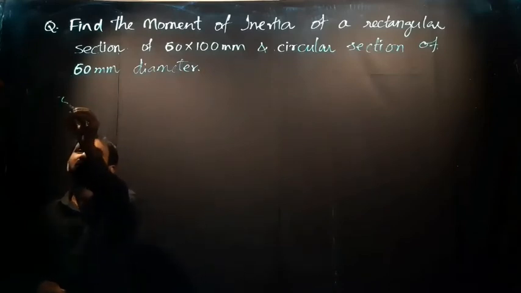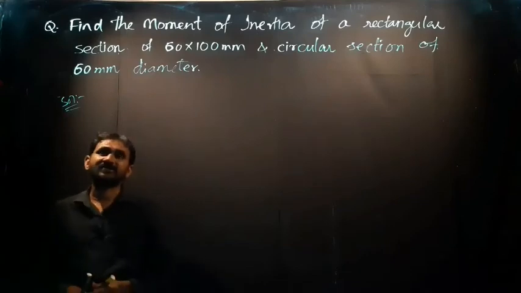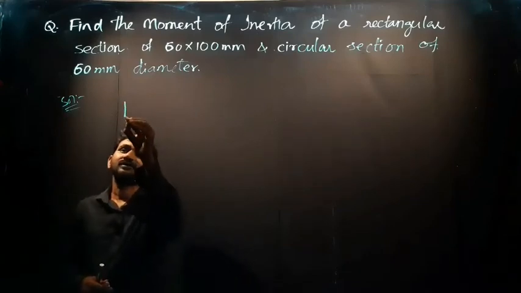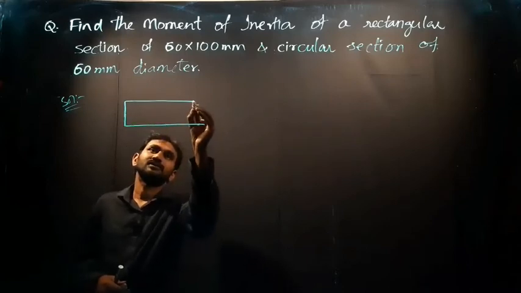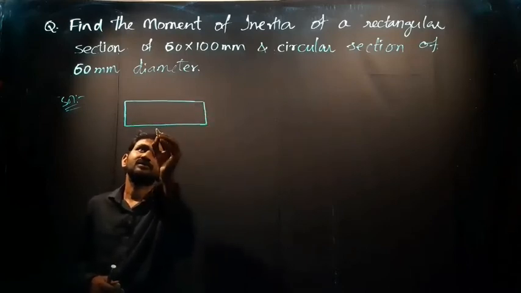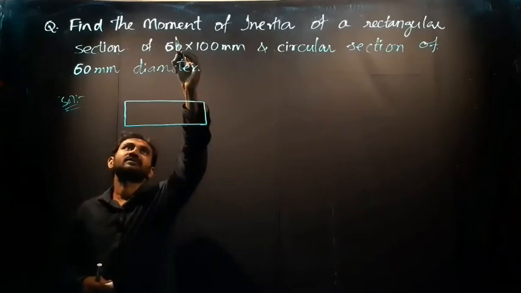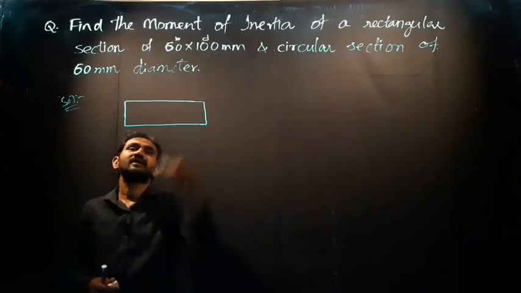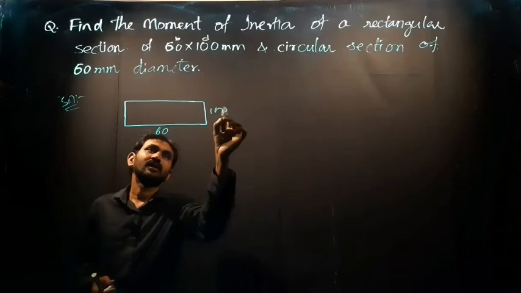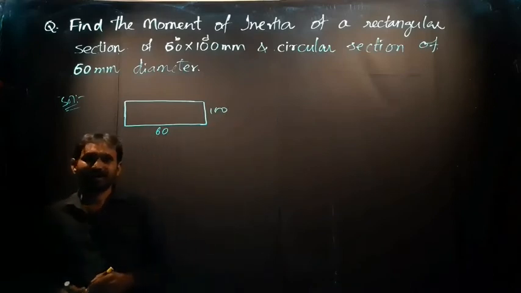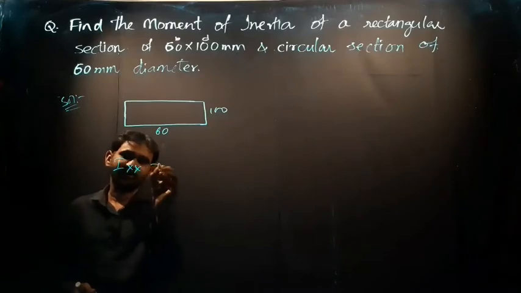First I'm finding out for the rectangle section. For the rectangle section, you have to draw the diagram. So this is my diagram. So this is 60 into 100 mm. This will always be the depth, 60, 100. Now let us see, I have to find out Ixx value.